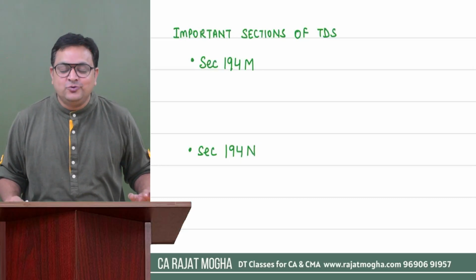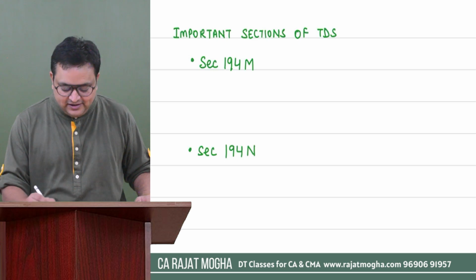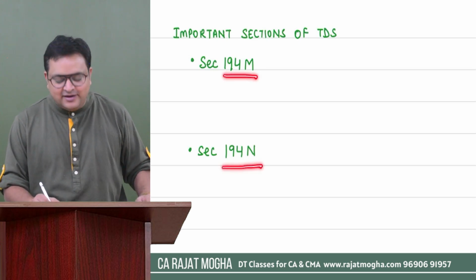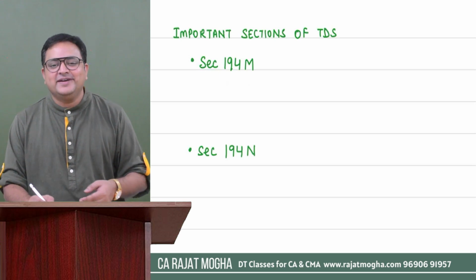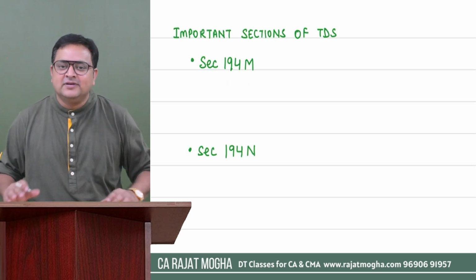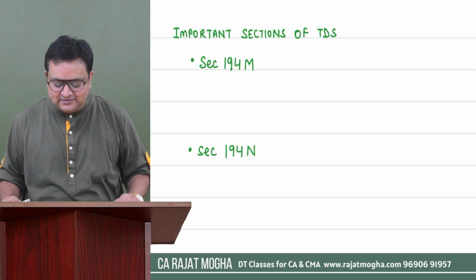Today, I'll be discussing two important sections of TDS. One is section 194M, the other one is 194N. Why am I saying these are important sections? Because these are examiners' most favorite. They keep on asking questions repeatedly on these two sections.